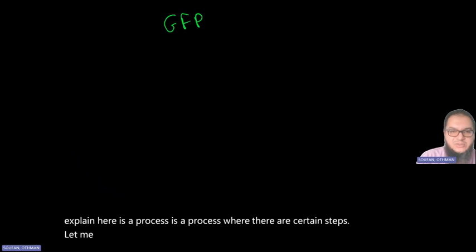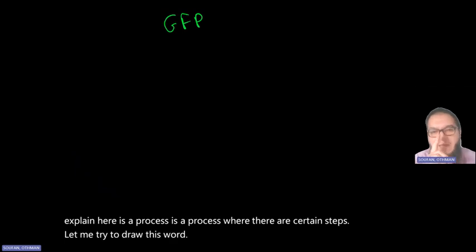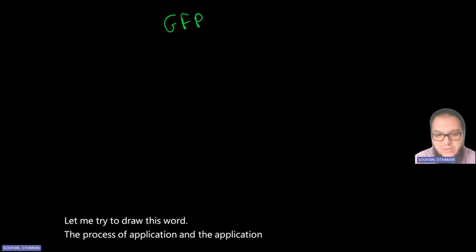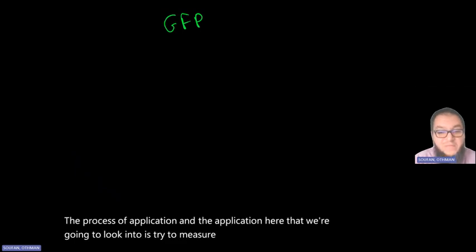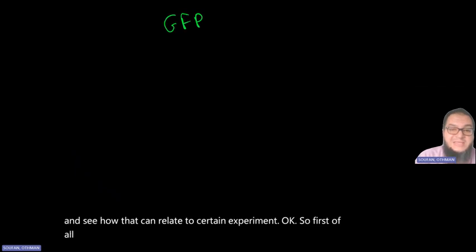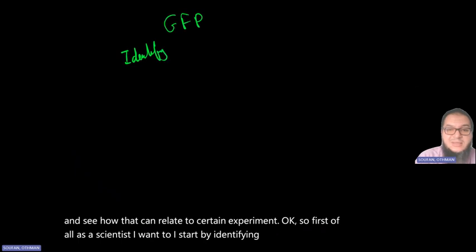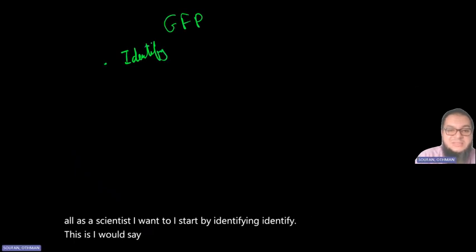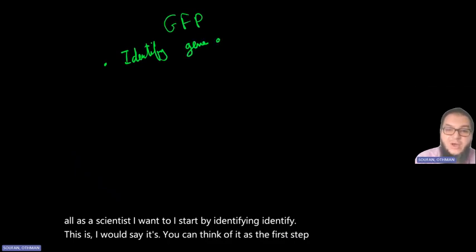So what I want to explain here is a process where there are certain steps. Let me try to draw this for you. The process of application, and the application here that we're going to look into is trying to measure the intensity of green fluorescence and see how that can relate to a certain experiment. So first of all, as a scientist, I start by, you can think of it as the first step, identify the gene of interest.